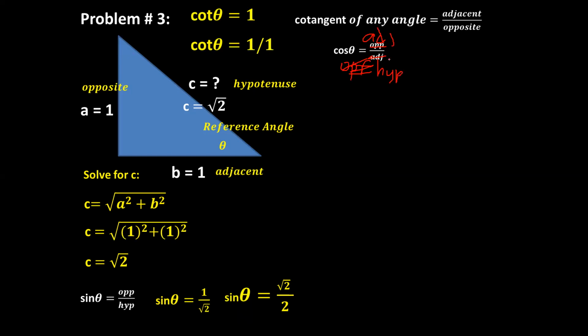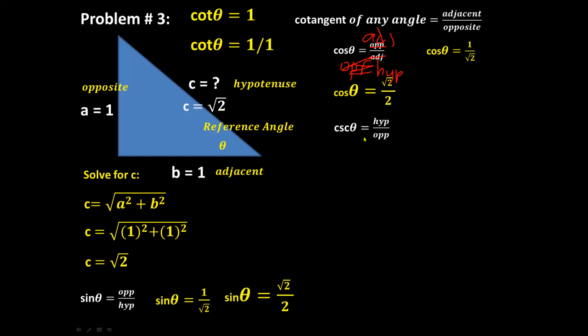The cosine of any angle is always equal to its adjacent over its hypotenuse. Adjacent is 1, hypotenuse is square root of 2. That's why we have cosine theta is equal to 1 over square root of 2. And again, we have to rationalize the denominator. That's why cosine theta is equal to square root of 2/2. So nakadalawa na tayo. Paano naman yung remaining 3?